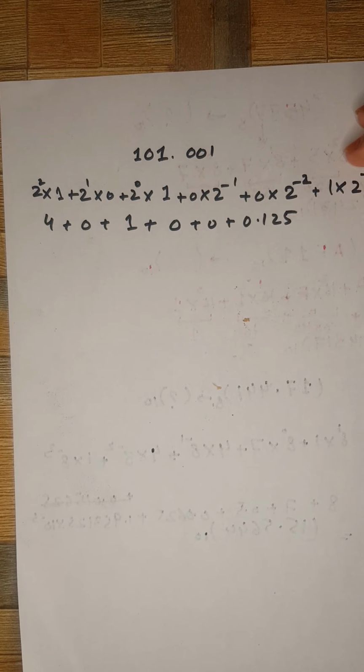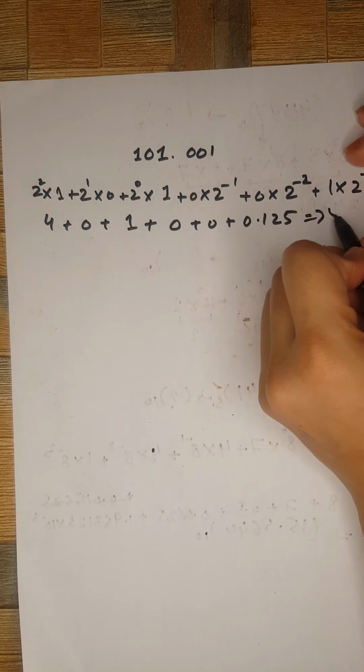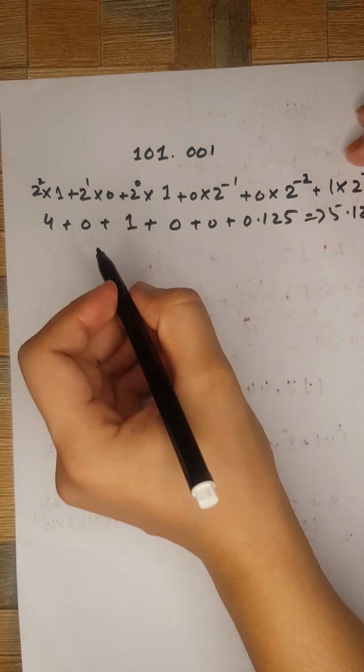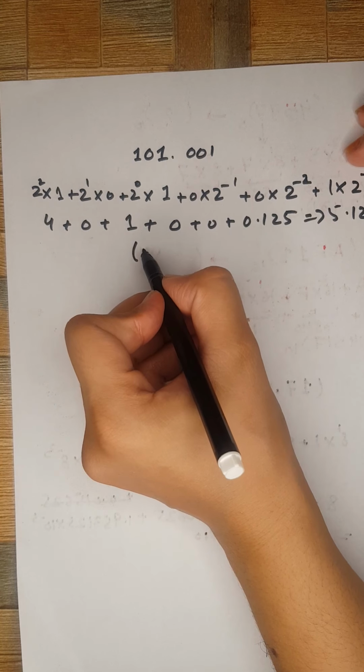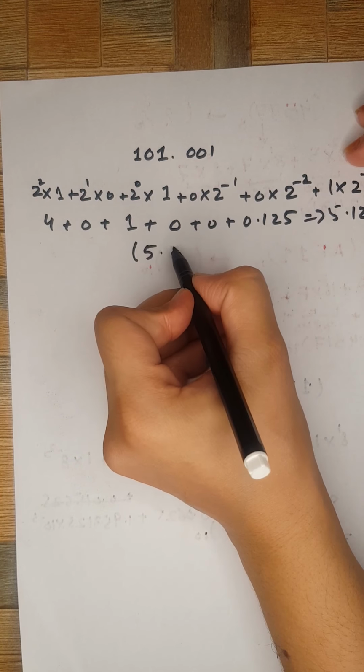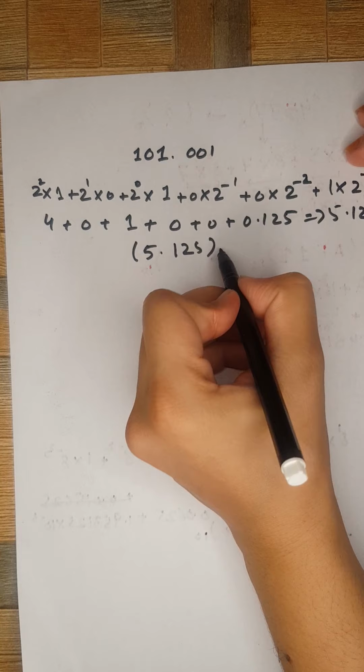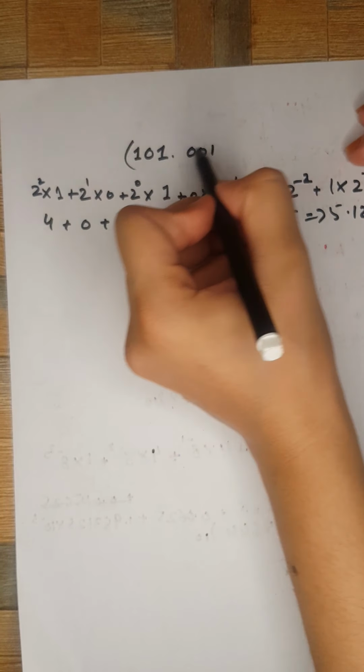Now let's sum all these terms. You will get the result, which is equal to 5.125. So this is the decimal representation of this fractional number. In this way we perform the conversions.